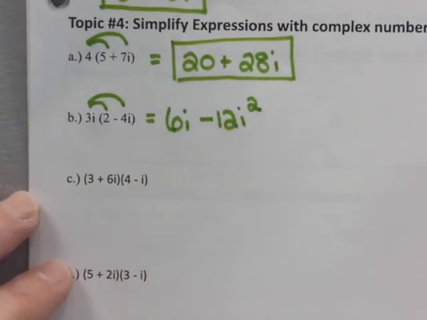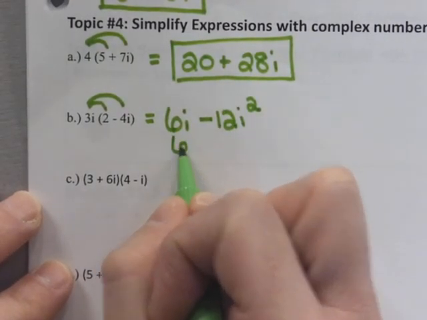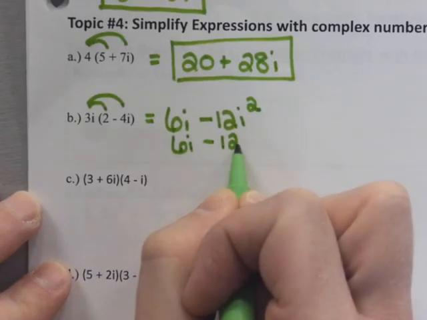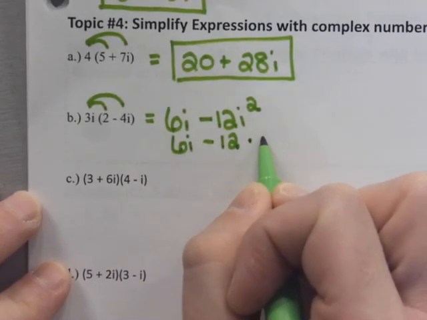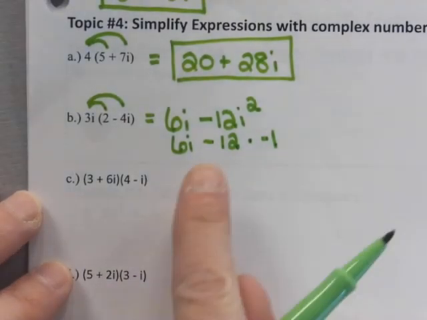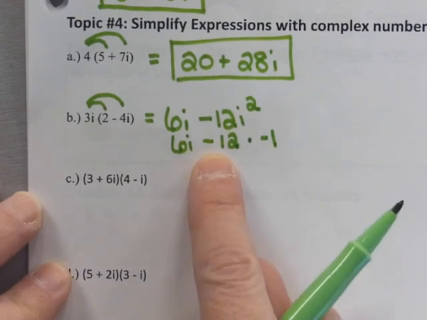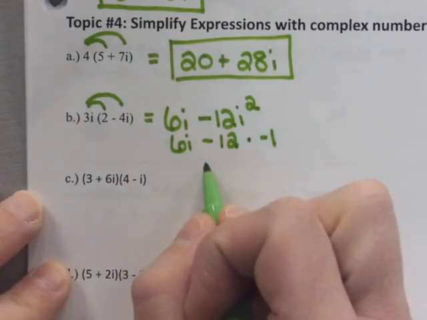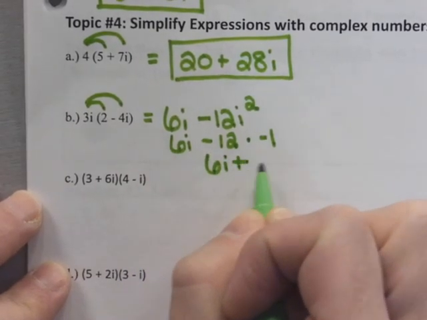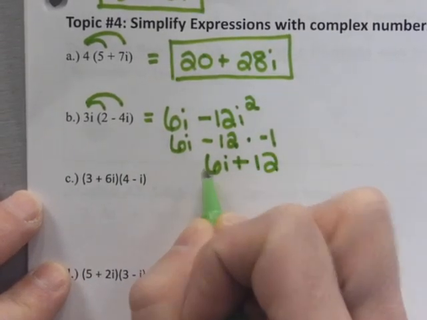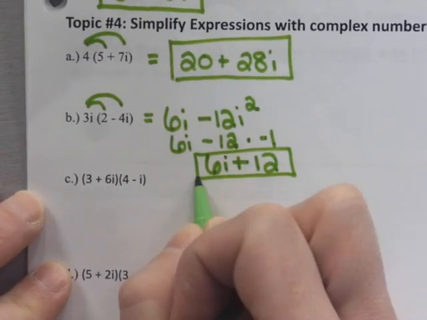We talked about the fact that i squared is negative 1. So you can go ahead and replace the i squared with negative 1. So what's negative 12 times negative 1? It's going to be positive 12. So that's one way to think about it.